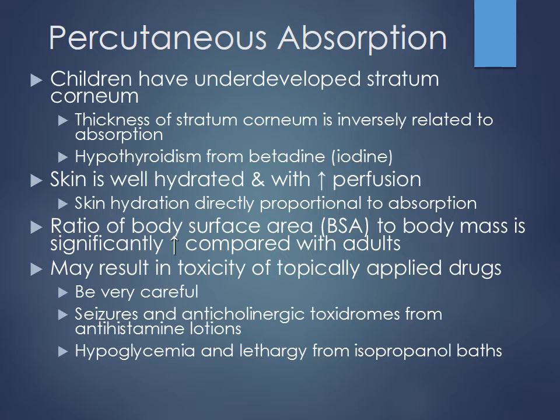So for instance, if you were to use something like betadine, which has a high amount of iodine in it, as you might imagine, you can actually cause hypothyroidism in some of these kids. That's one of the reasons why you don't use betadine in infants, right? Because you have overabsorption. Too much iodine can actually shut down the thyroid gland and can lead to some issues.